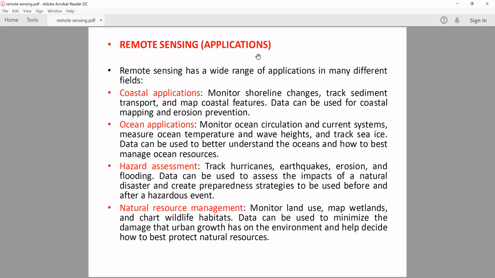Then we have ocean applications, tracking the weather, the wave heights, tsunamis, just the general sea water level, all of those things. Then it can be used for hazard assessment to track hurricanes, earthquakes as well, erosion and flooding. So we have a few examples of flooding that later on we'll talk about. Natural resource management, it can be used to locate natural resources, to monitor their extraction.